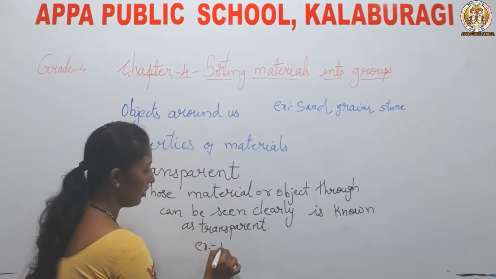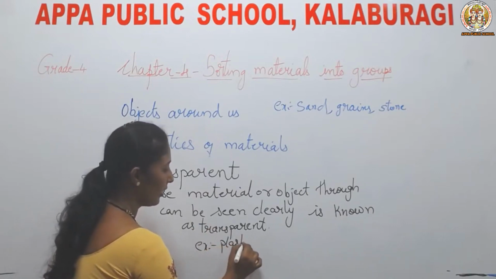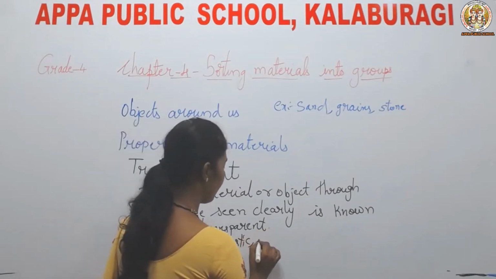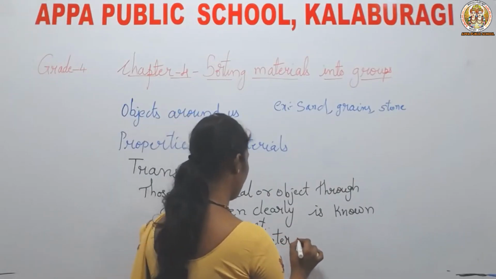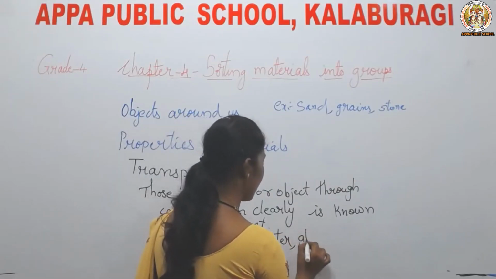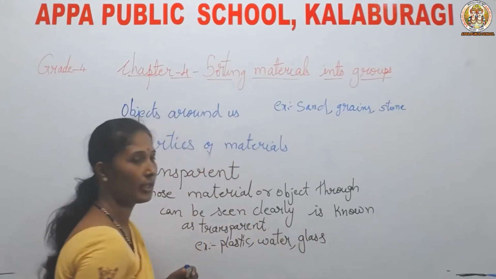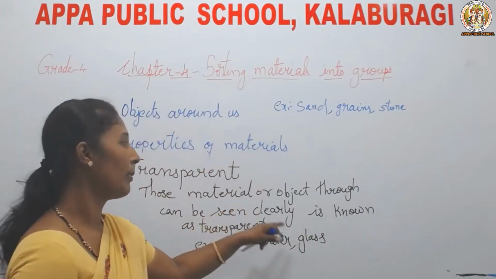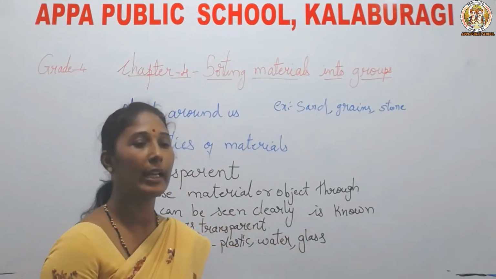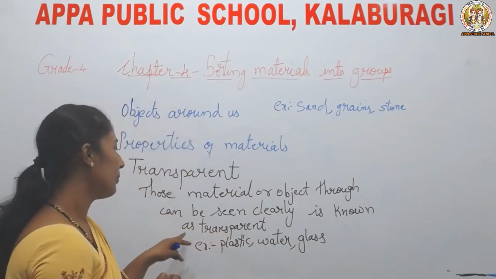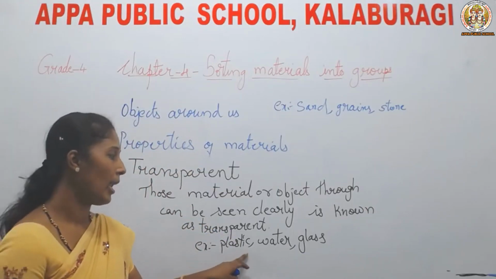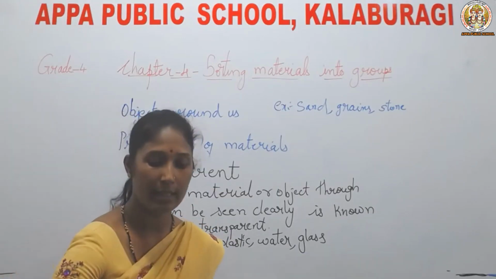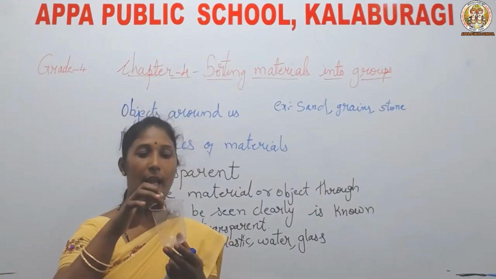Example: plastic, water, glass. Yes, those objects or material through which we can see clearly are called transparent objects. Example: plastic, water, glass. Yes, it is a plastic glass.